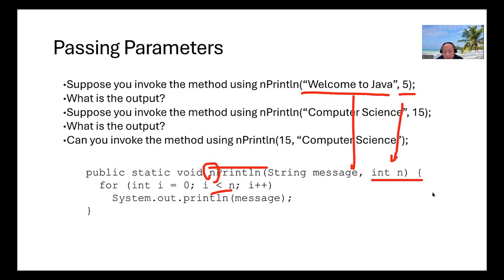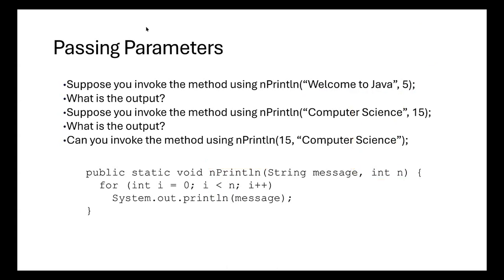Okay. Any questions so far? No. So this one, you have a welcome to Java message. You will print out welcome to Java n times. You have nPrintLine, computer science, 15 times. Okay. But if you call the function with 15 and computer science, it will be wrong because you pass a number as a string and a string as an integer. That is an input mismatch. You create a mismatch of the input, and then the function will not be called. Okay. That will be a compiler error.